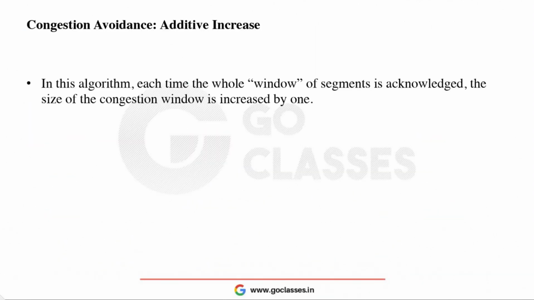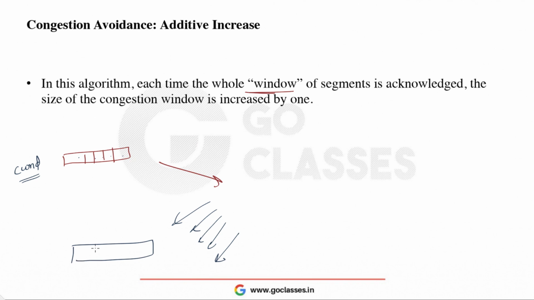In the congestion avoidance phase, instead of increasing the congestion window by 1 for every ACK, we increase the congestion window by 1 for the whole window. It does not matter how many packets you have. Suppose this is the congestion window, 1 2 3 4 5. Once you receive all 5 ACKs, your congestion window will now be 6. You will be increasing the congestion window linearly. Let me give you an example.